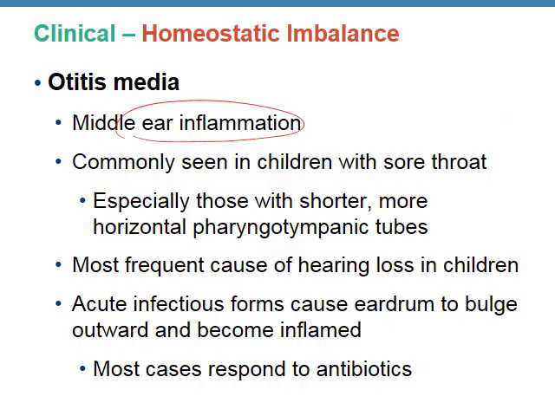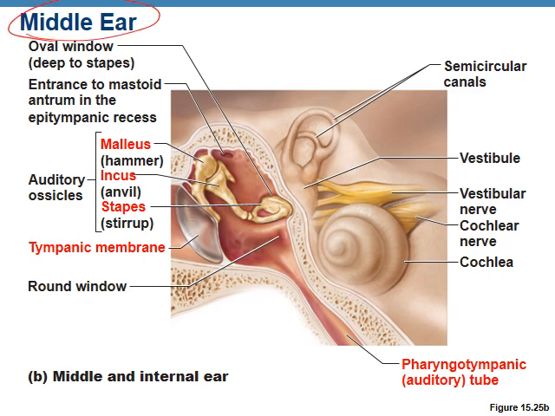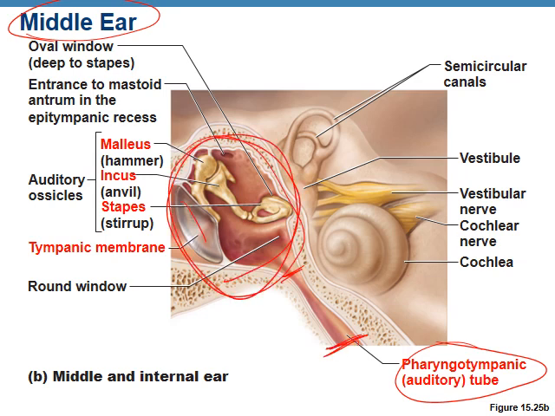You can have middle ear inflammation, commonly seen in children that have a sore throat. Remember, their pharyngotympanic tube is much shorter. You can have infections that cause the eardrum to bulge outward and become inflamed. Usually, we can fix it with antibiotics. And here we have a picture of the middle ear just to bring all this together. Here's your pharyngotympanic tube. All of this is your middle ear. You can see your tympanic membrane, the malleus, the incus, and the stapes.